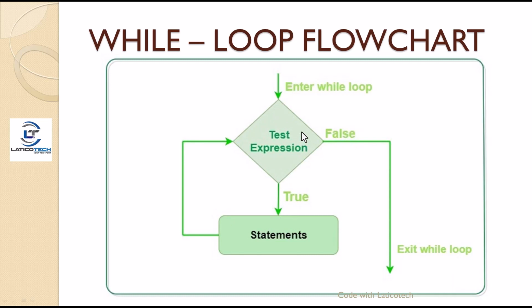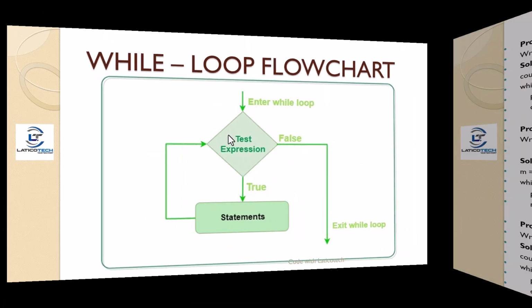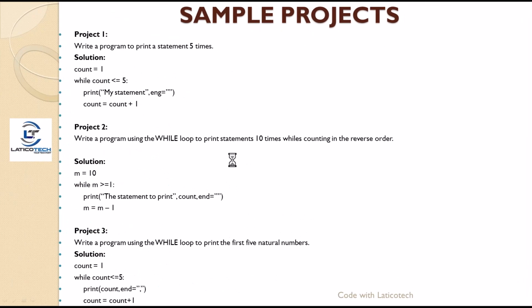So you test the condition. If the condition is false, it will exit. And if it is true, then the statement within the loop will be executed. So these are the three examples we're going to consider. We're going to our code editor to do this word program. So we're going to write the program to print 5 statements.